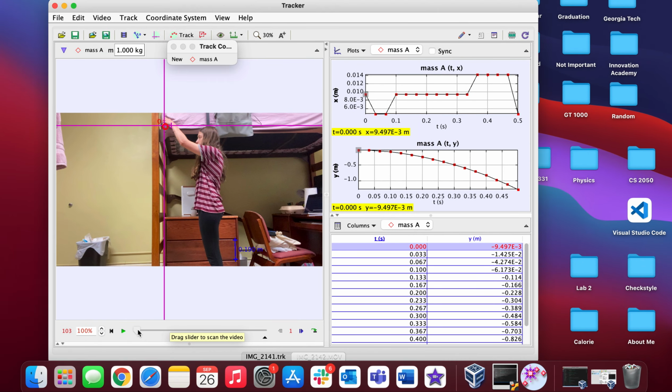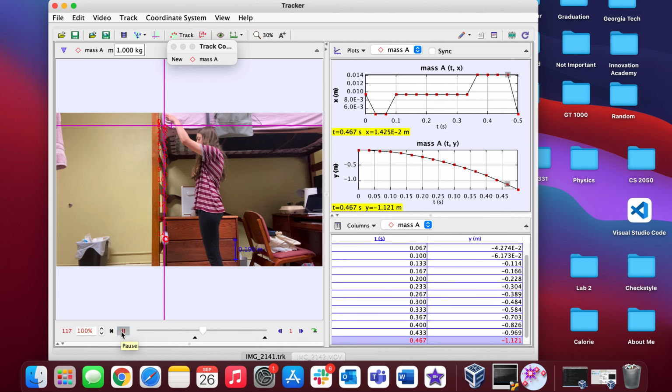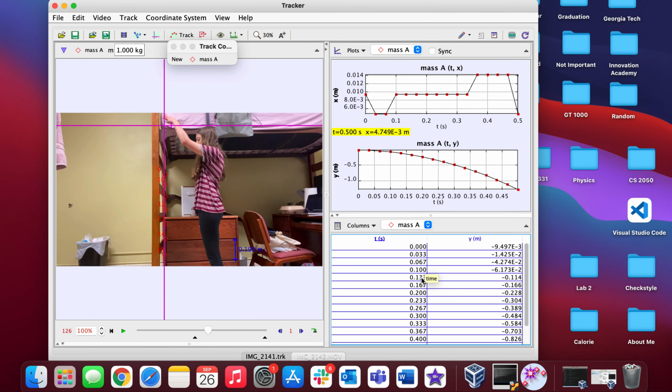So here is my video in tracker. It's just a crumpled up piece of paper going straight down. And then here is what my data is like.